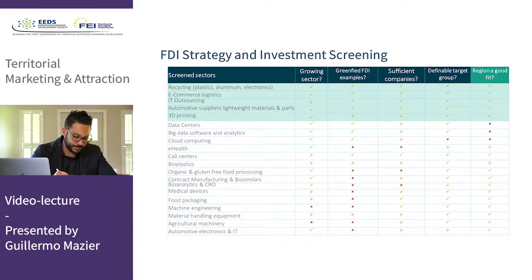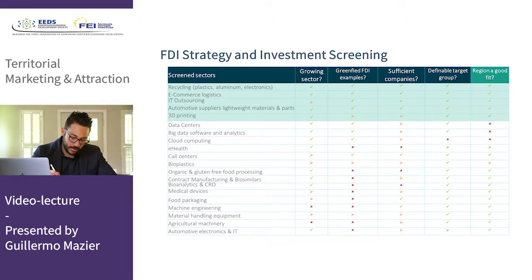Is it shrinking? The next thing you can look at and incorporate in your FDI plan is, do they have greenfield FDI examples? Have they already invested in different countries or in greenfields for FDI? Thirdly, do they have enough companies to consider expanding or relocating again? Fourth, is it a definable target group? Do we know which types of companies are in that sector? And lastly, are they a good fit for the region?